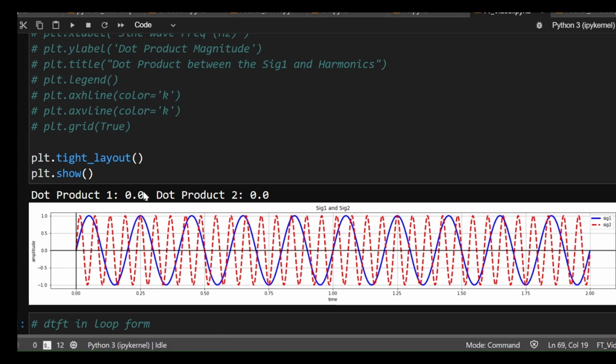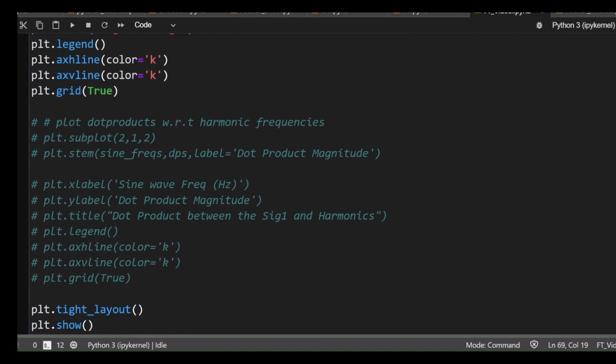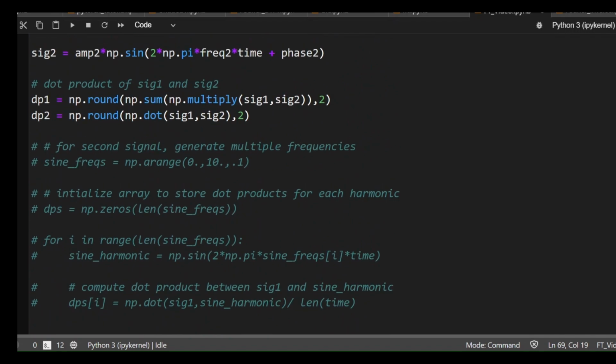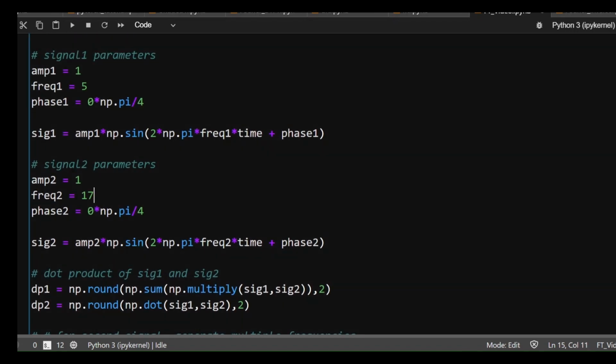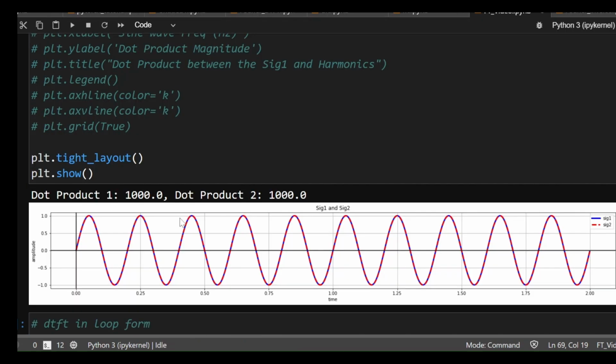And again, the dot product is 0. So what is happening here? Let's experiment further. Instead of keeping it at 17 hertz, let's go back to the original frequency, equal to the signal 1 frequency, which is 5 hertz. And the dot product has increased back to 1000.